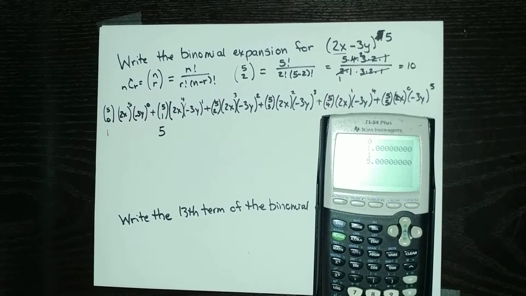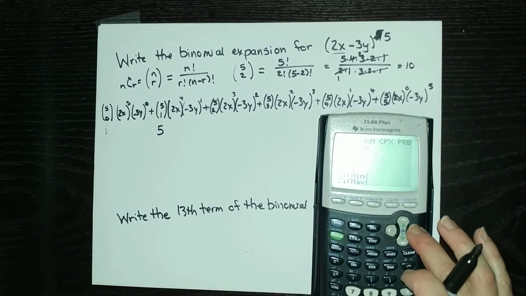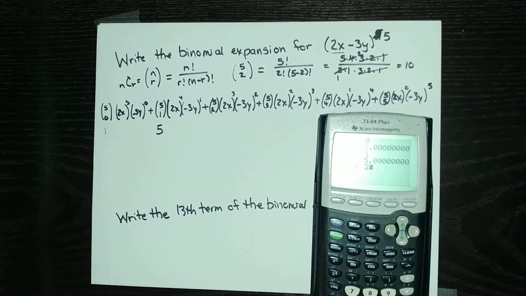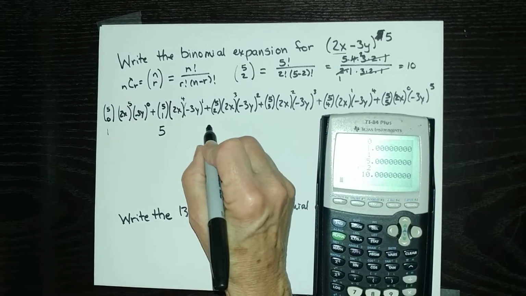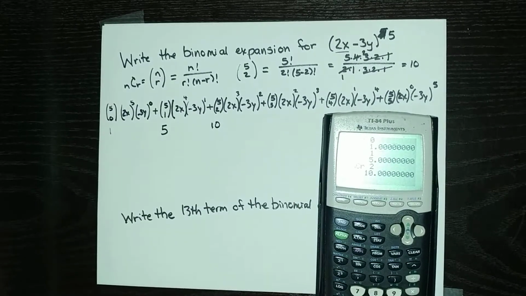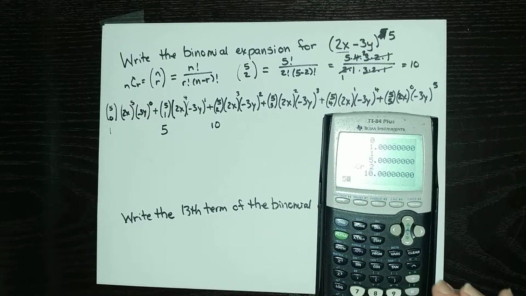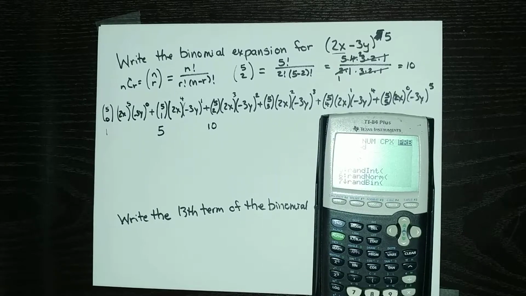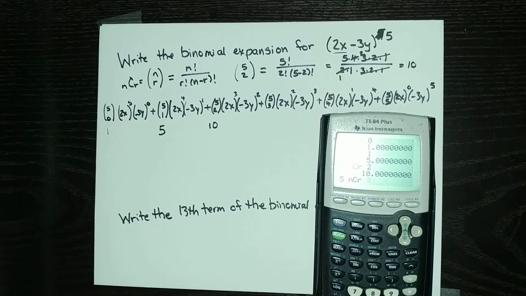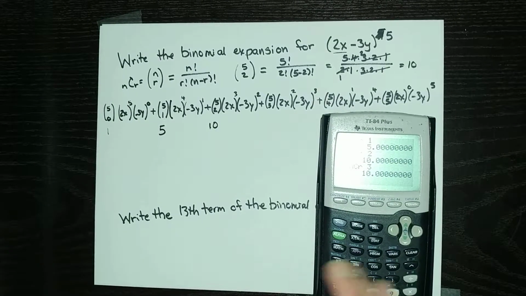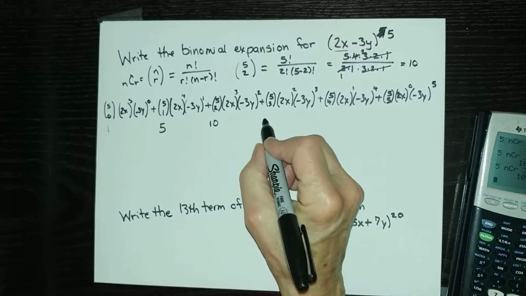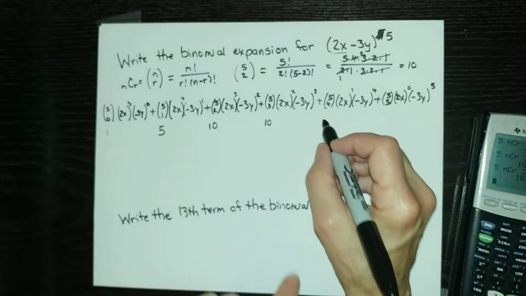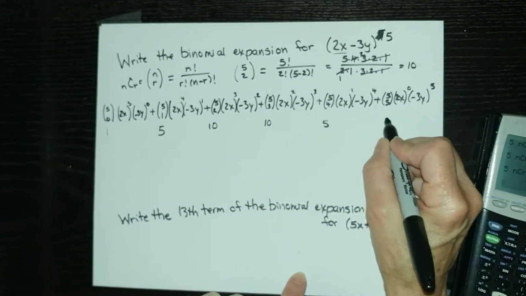I'm going to do 5, math, probability 3, choose 2. That gives me 10. And 5, math, probability 3, choose 3 gives me 10. And this is Pascal's triangle, and it is symmetric. So this term is going to be 5, and this term is going to be 1.